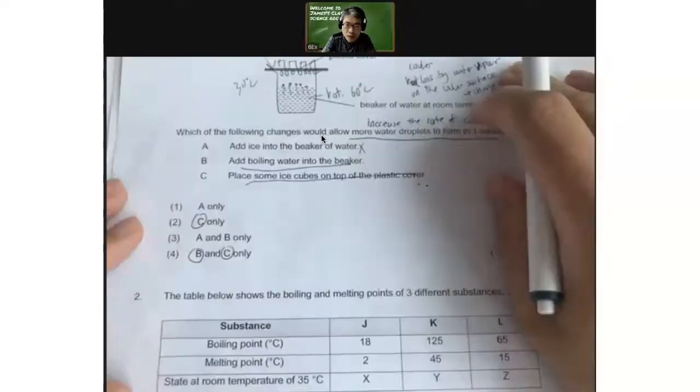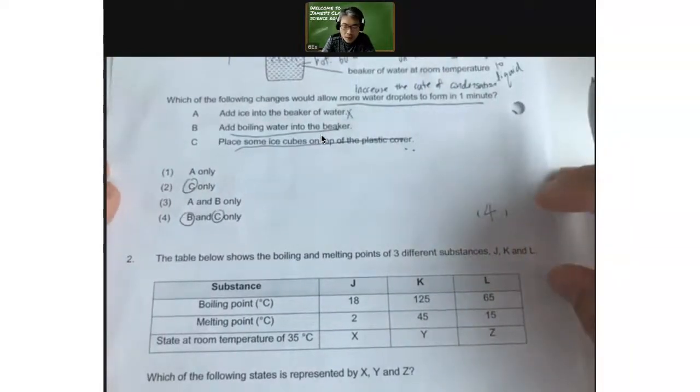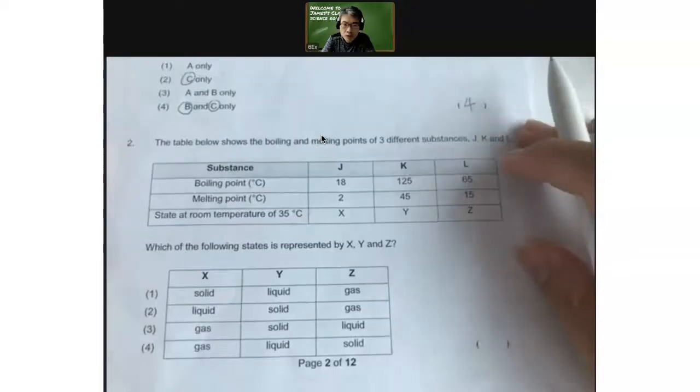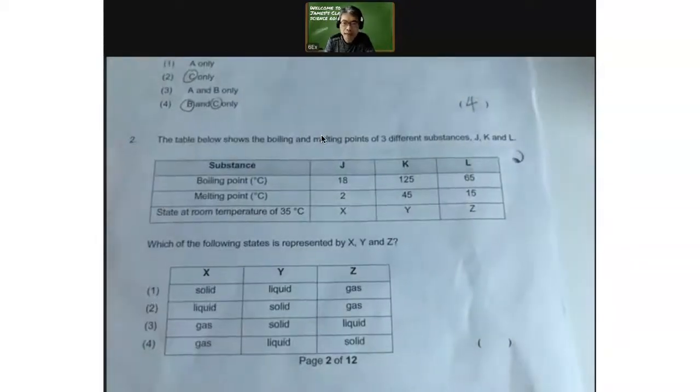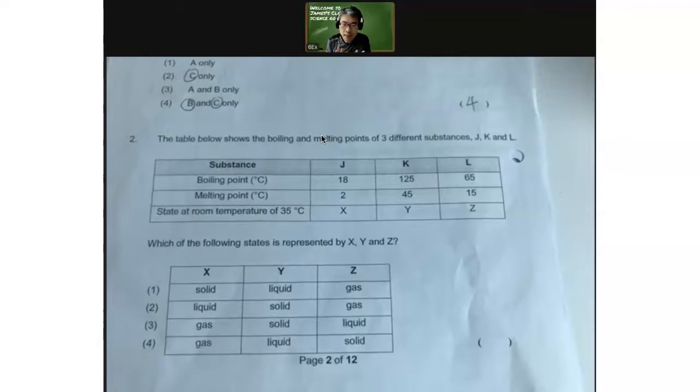Let's go to question 2 now. The diagram shows the boiling and melting points of 3 different substances, J, K, and L. Now, if you're not my student, I would always advise you to pause the video first, try it inside your head or on a piece of paper, and then play the video. If you're my student and watching this for the second or third time as your revision, please also do the same thing. Pause the video, try to understand the question first before playing it to just hear the explanation.